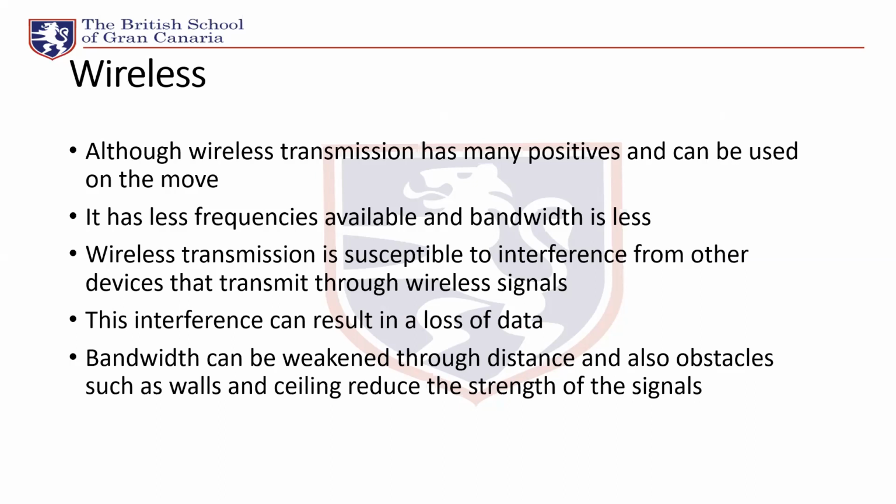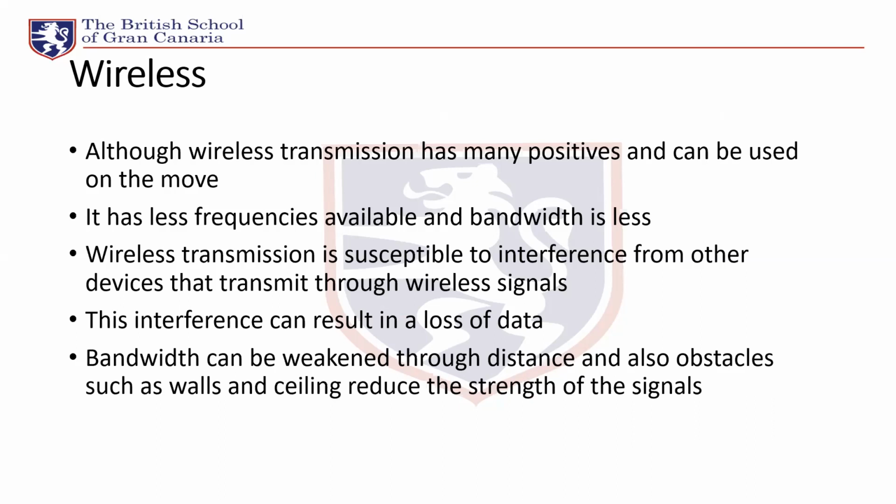So now the bandwidth can be weakened through the distance of the wireless signal. Okay, so for example, maybe when you're at home and you've got your Wi-Fi router in one room, and if you go somewhere else in the house, you can tend to find that you lose signal, and you tend to have to use the repeaters or whatever to make up that signal, or a bridge.